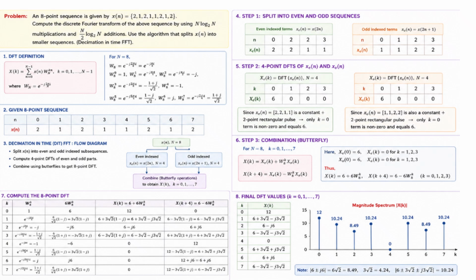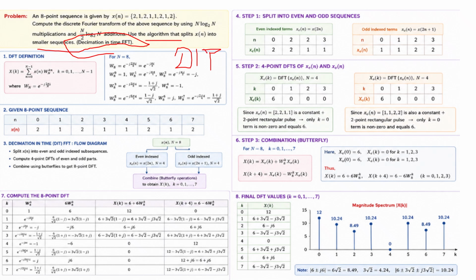Okay. Next question is related to the 8-point DFT. The sequence is given as 2, 1, 2, 1, 2, 1, 2, and you have to find the sequence using the decimation in time algorithm, DIT FFT. This question is related to the DIT. I have already uploaded a special session on DIT FFT and also decimation in frequency, DIF FFT, so you can go through that session and check.